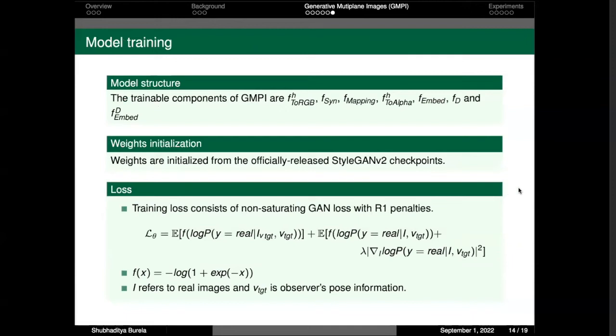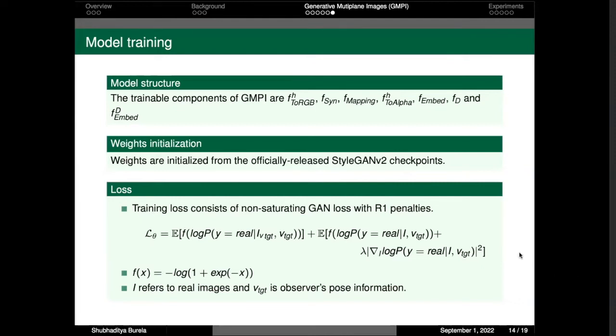Now, once all the three blocks are completed, we need to train the model. The trainable components of the GMPI are all the networks which we highlighted throughout the slides. Then the weights initialization. Weights are initialized from the officially released StyleGAN V2 checkpoints, which are publicly available. Then the loss. The training loss consists of non-saturating GAN loss with R1 penalties. So this is the R1 penalty. The function is the log of 1 plus exponential minus x, and I refers to the real images, and V target is the observer's pose information.